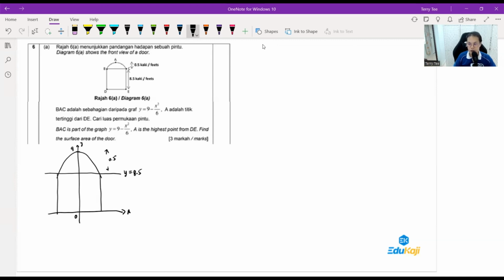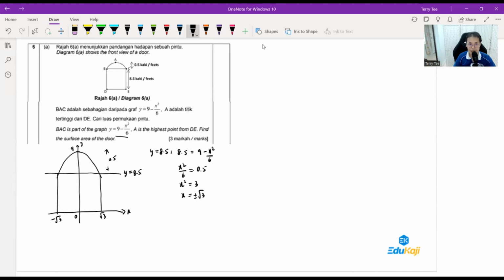Now I need to find what my x value is here. We know this curve is 9 minus x squared over 6. When y is 8.5, let us substitute it in: 8.5 is 9 minus x squared over 6. So x squared over 6 is 9 minus 8.5, which is 0.5. 0.5 times 6 is 3. When we square root, there is a plus minus, so there are two values: one is positive root 3, one is negative root 3.